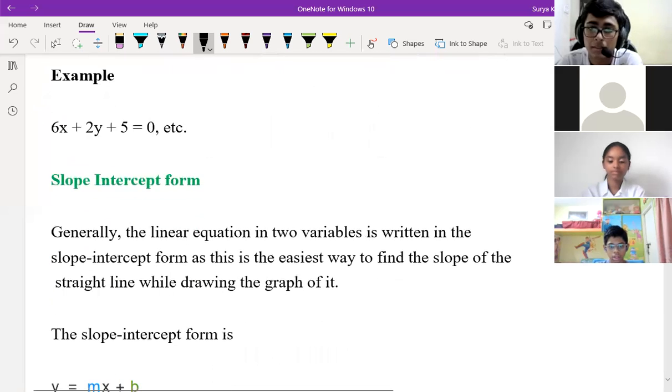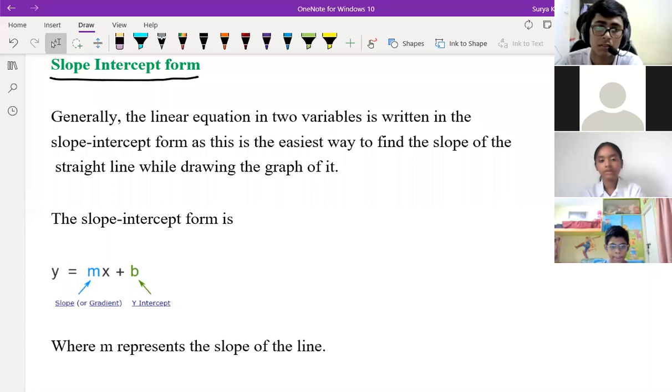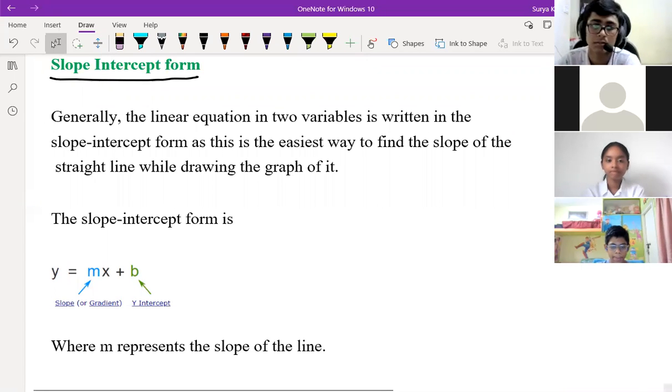Fine, all right. Slope intercept form. This one don't read. For this one, for you it's not there. Slope intercept form is not there for you.